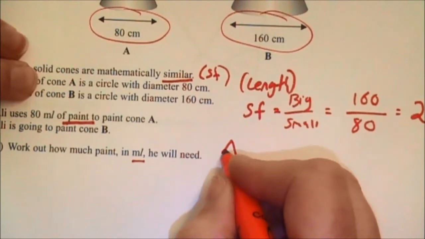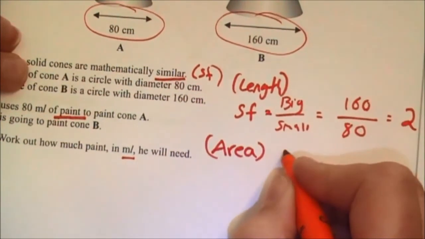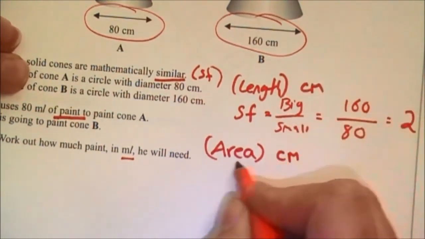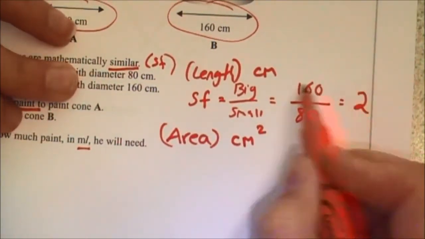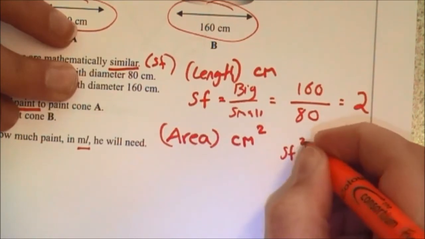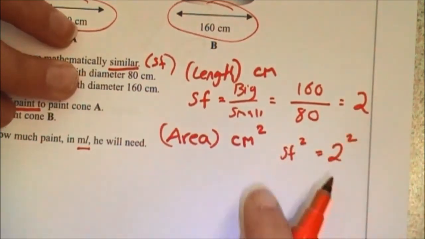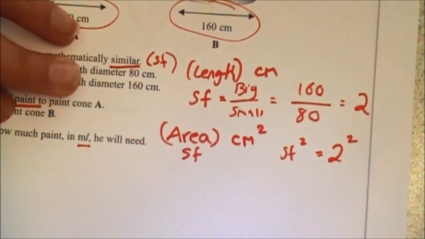When you cover something, you're actually dealing with area. And in area, anything that you have, so length would be centimetres, area would be centimetres squared. So whatever our scale factor is for length, for area, it will be our scale factor squared. So in this case, it's going to be 2 squared is the scale factor for area.